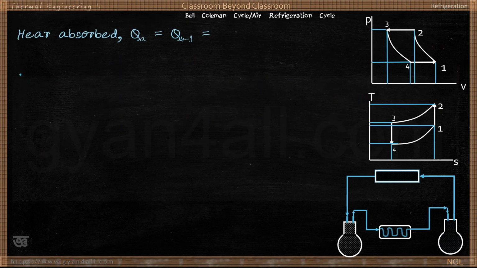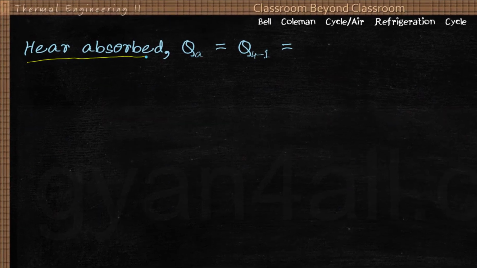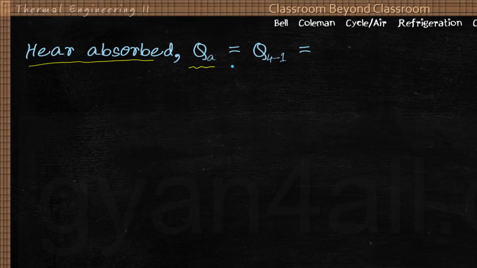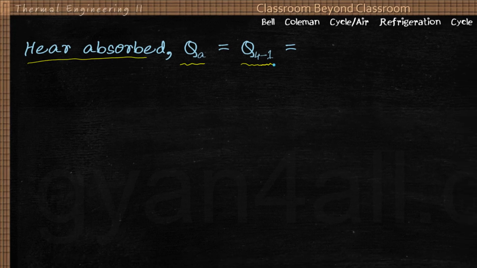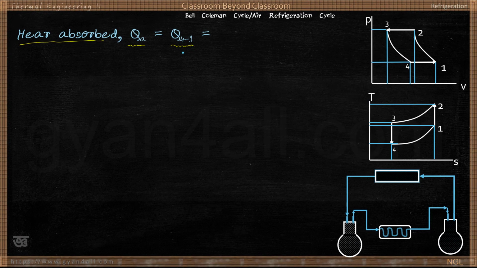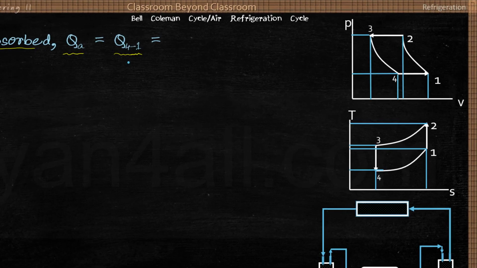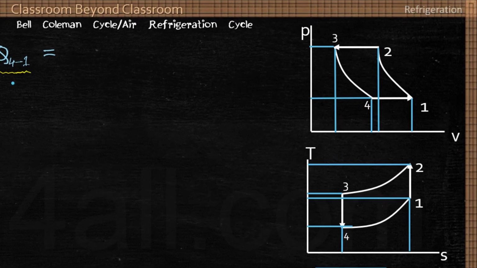During the process, heat absorbed we will represent as QA, and this takes place during the process 4-1. What is the process 4-1? You look at the TS or PV diagram. This is low pressure, low temperature. At low temperature, it absorbs heat from the refrigerator, and that is the main aim. To do the refrigeration, we have to absorb heat at low temperature.